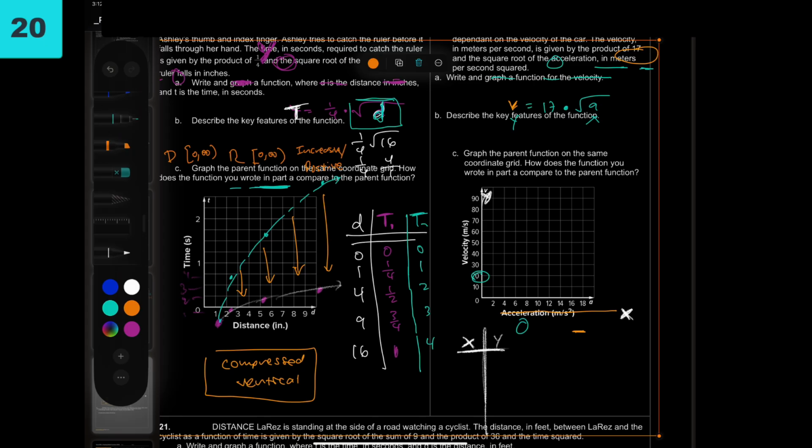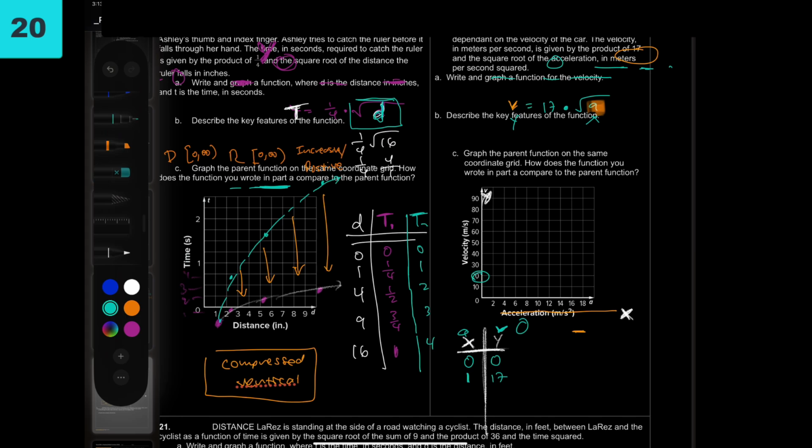Why is it moving? Oh, I know why. And that's our V. Okay, so if I put in 0 into this equation up here, square root of 0 is 0, 0 times 17 is still 0. If I put in 1, square root of 1 is 1, 1 times 17 is 17.